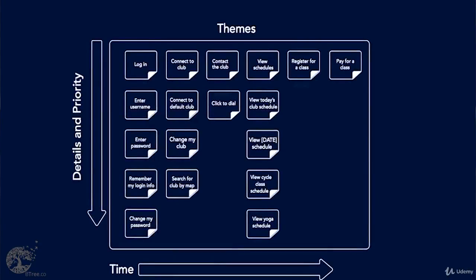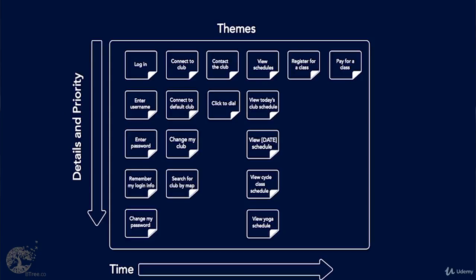When creating a story map, don't get caught up in finding the perfect order for the stories and features. Sometimes there isn't a perfect order, and it's more important to have the big picture visual. So after connecting to the club, we might have contact the club, view schedules, or schedule an appointment with a trainer.